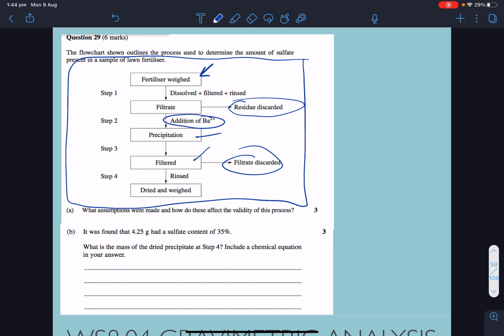Okay, we're going to dissolve, filter, and rinse first. So we're assuming that all of the sulfate salts are soluble. So we're assuming all sulfate is initially soluble. Okay? So that's in step 1, we're assuming all the sulfates are soluble, but we know not all of them are. Let's do a quick search, but we know that barium is not. So let's look up, I probably should know this offhand, sulfate solubility.